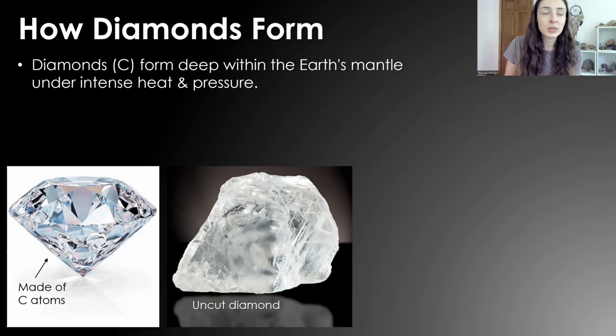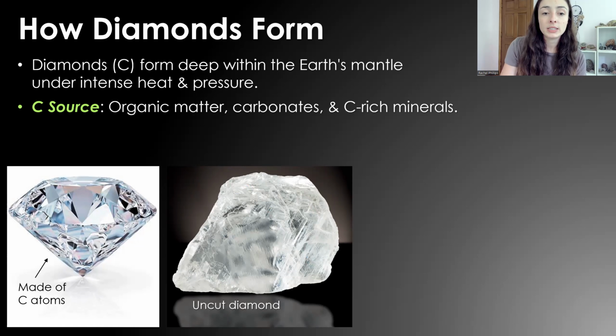First and foremost, we must discuss diamonds. Everybody loves diamonds. Diamonds are made of carbon. They form deep within Earth's mantle under intense heat and pressure. Where they get their carbon from is typically organic matter, carbonates, and carbon-rich minerals, which can become buried and taken way down deep into Earth. And this is where the diamonds form from the carbon-rich material.